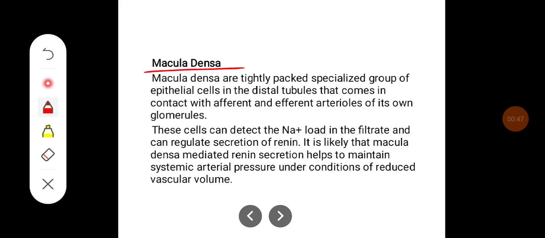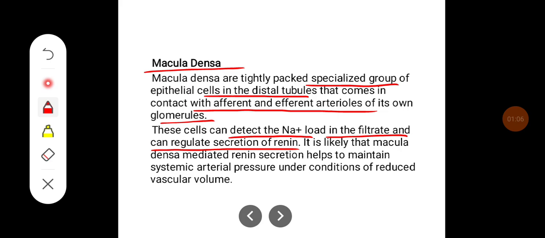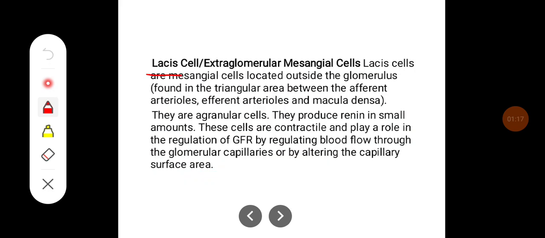Macula densa. Macula densa are a tightly packed, specialized group of epithelial cells in the distal tubules that come in contact with the afferent and efferent arteriole of its own glomerulus. These cells can detect sodium load in the filtrate and can regulate secretion of renin. It is likely that macula densa mediated renin secretion helps to maintain systemic arterial blood pressure under conditions of reduced vascular volume.